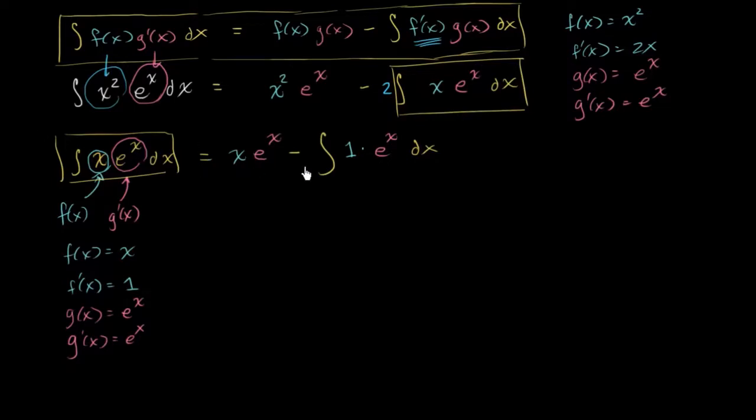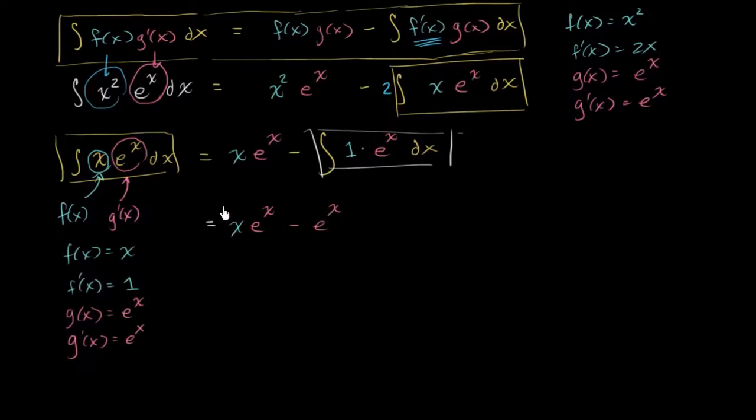Now, you might appreciate integration by parts. What does this right over here simplify to? What is the antiderivative of 1 times e to the x dx? Or what is the antiderivative of 1 times e to the x? Well, it's just the antiderivative of e to the x, which is just e to the x. So this simplifies to x times e to the x minus the antiderivative of e to the x, which is just e to the x. So minus e to the x.